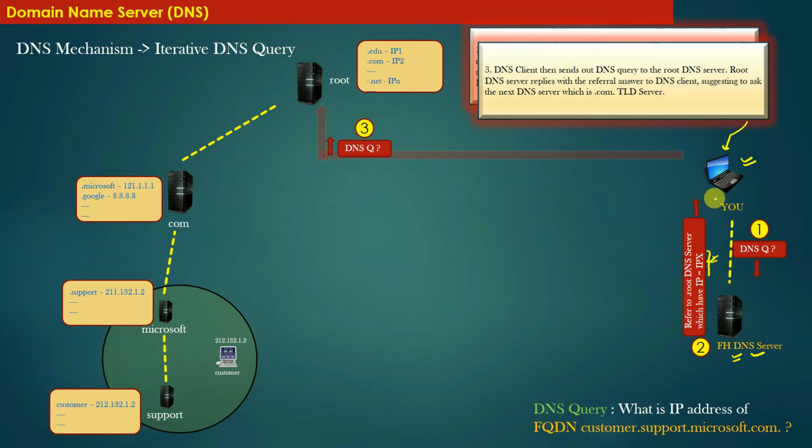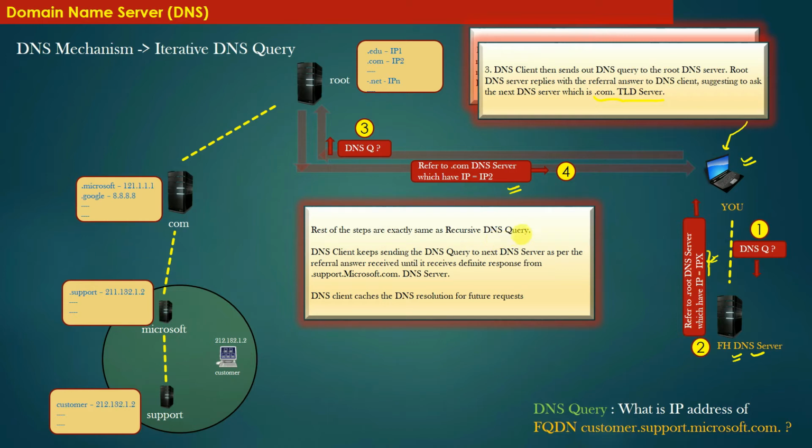In step 3, you can see that your host machine is sending the DNS query to the root DNS server. The root DNS server replies with the referral answer to the DNS client, suggesting to ask the next DNS server, which is the .com top level domain name server. So you can see that the root DNS server is now replying with the referral answer to your local host machine. This is the difference between an iterative DNS query and a recursive DNS query. The rest of the procedure to obtain the final DNS resolution for this DNS query is exactly the same as that of the recursive DNS query.